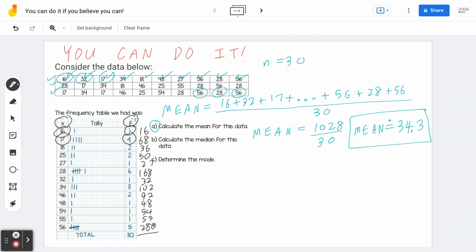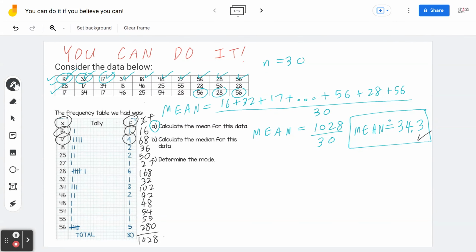And of course, it should not be a surprise in a moment. When you add these numbers up, you're also going to get 1028. So a slightly faster approach, of course, is you can take x times f, and add that column up. Once you do, divide that by 30, and it will still give you 34.3 approximately. So that's how you solve part A.